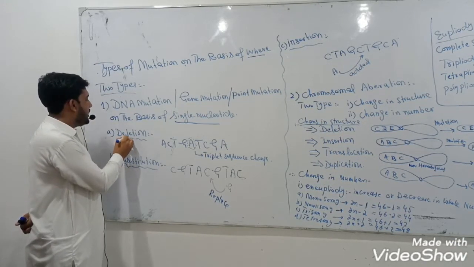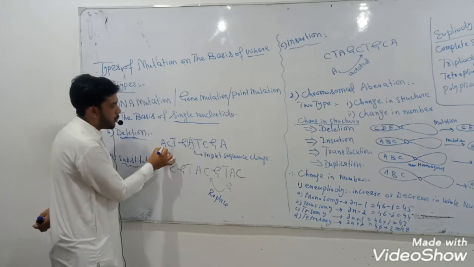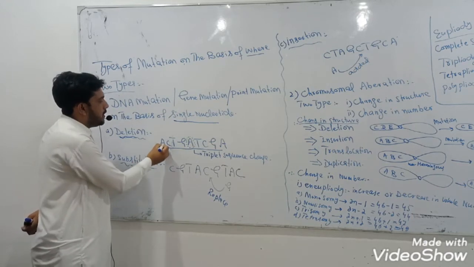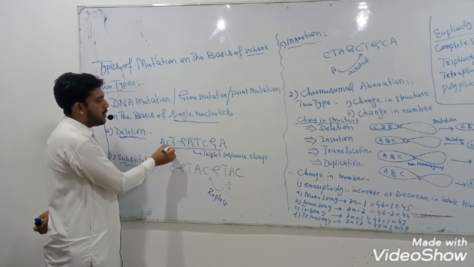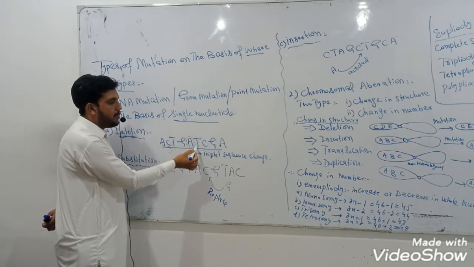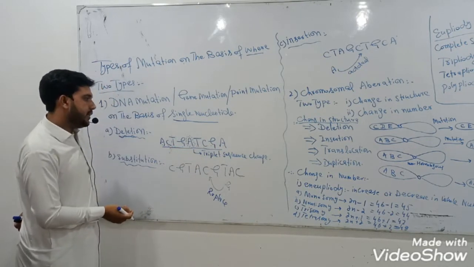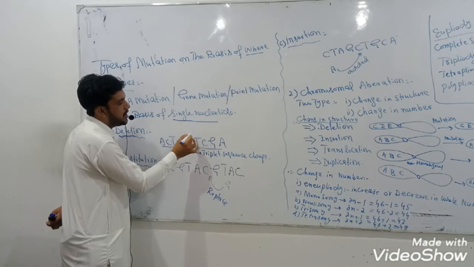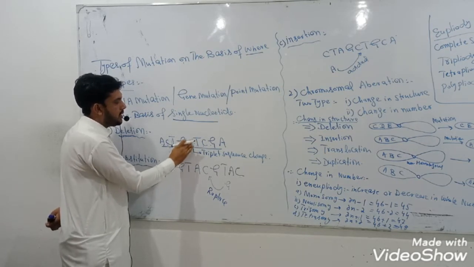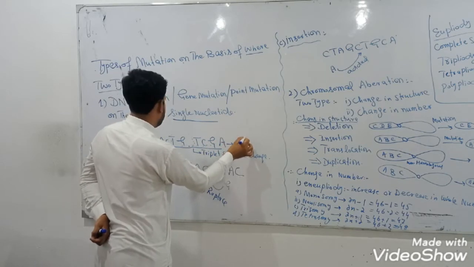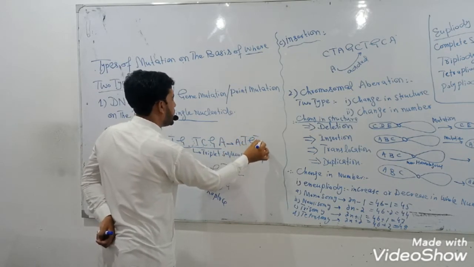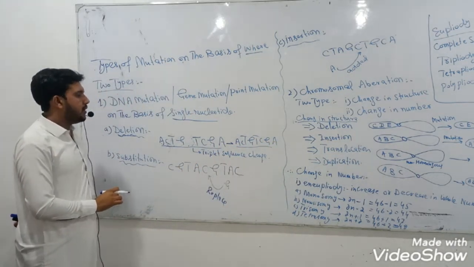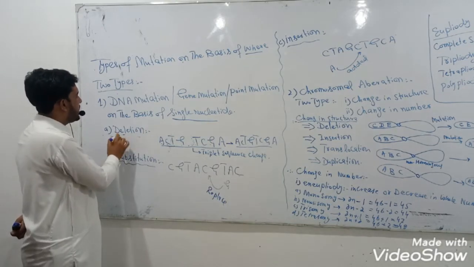Number one is deletion. For example, consider a sequence having 3 triplets and 9 nucleotides: A, C, T, G, A, T, C, G, A, that is adenine, cytosine, thymine, guanine, adenine, thymine, cytosine, guanine, and adenine. For example, due to some reason, due to a physical mutagen or chemical mutagen, one is lost. After the loss, it becomes A, C, T, G, T, C, G, A. This sequence is without one A. This type of mutation is called deletion.